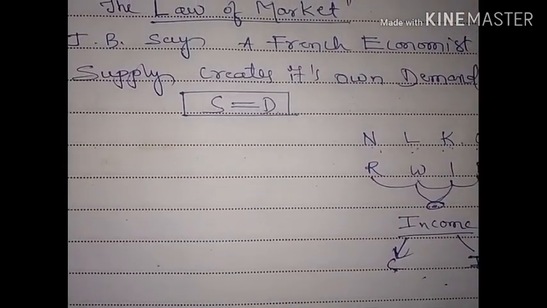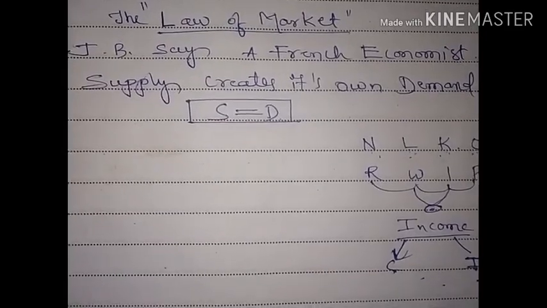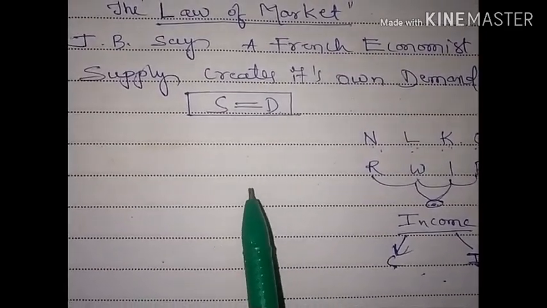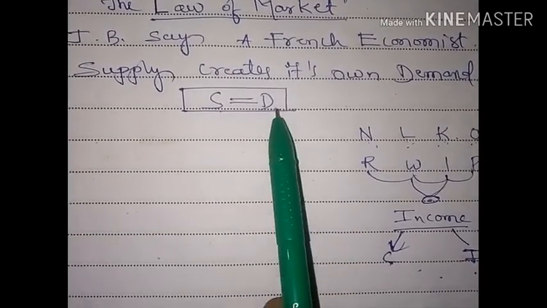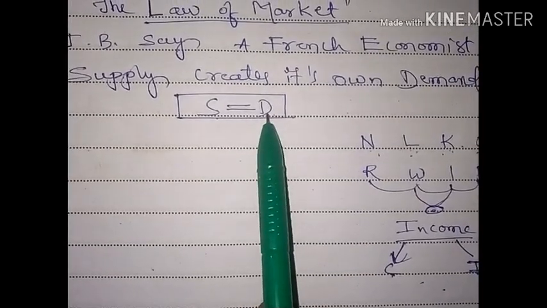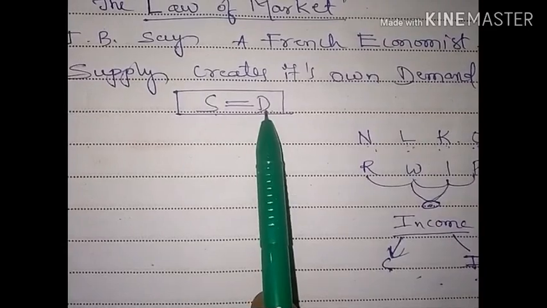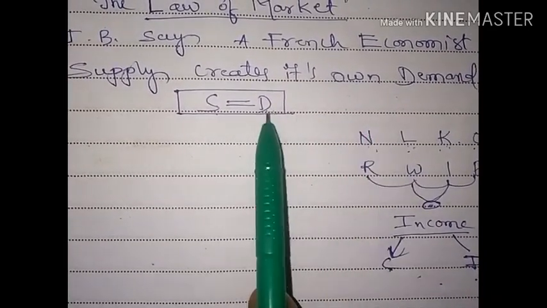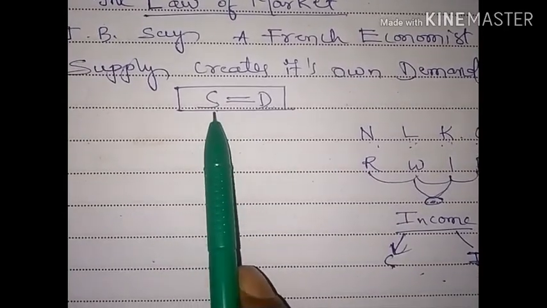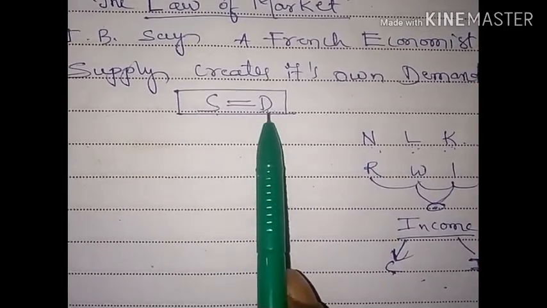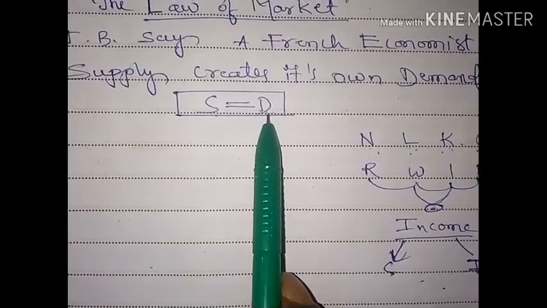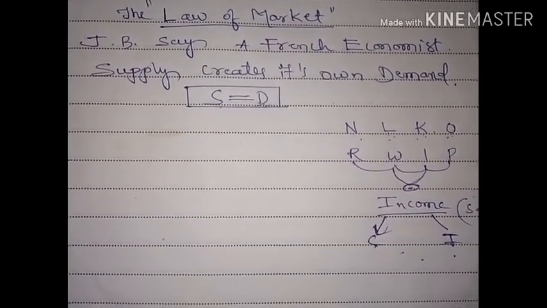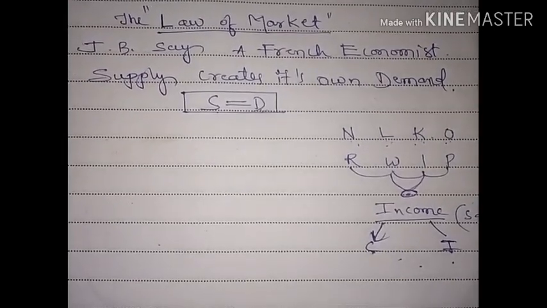Therefore in the long run all the factors of production are employed and output is produced, and that supply becomes equal to the demand. Then there is no need for the intervention of the government. So without the intervention of the government, the supply of a commodity creates its own demand. This is what the law of markets explained by J.B. Say, French economist.